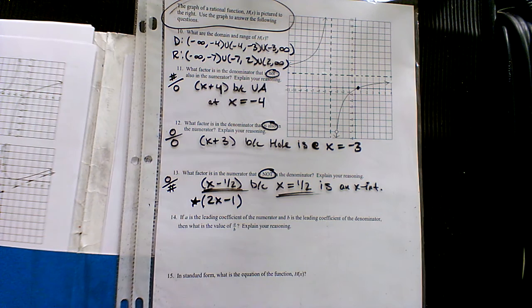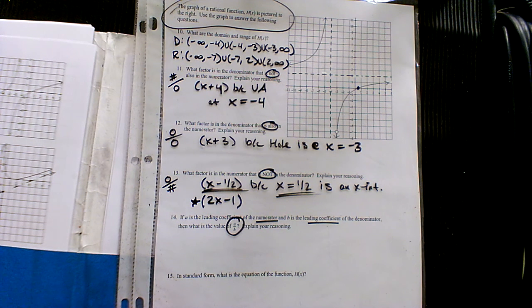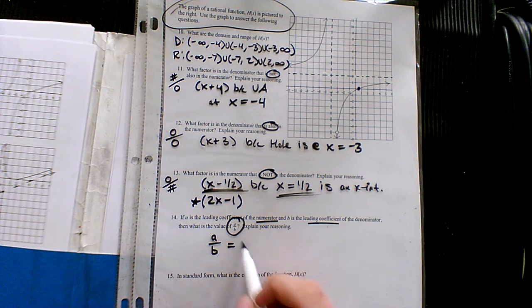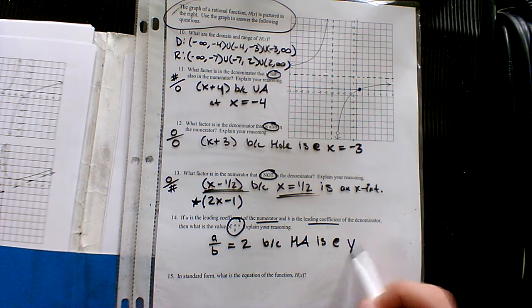All right, if A is the leading coefficient of the numerator, and B is the leading coefficient of the denominator, what do you think would happen if we divided the two? Leading coefficients are kind of cluing us into what characteristic? Yeah? A horizontal asymptote. Okay, so if we were to divide A by B, what do you think we should get? 2. Because the horizontal asymptote is at the y value of 2.